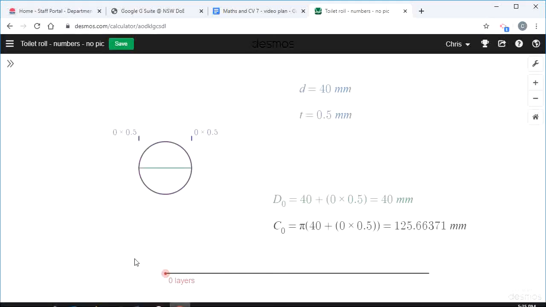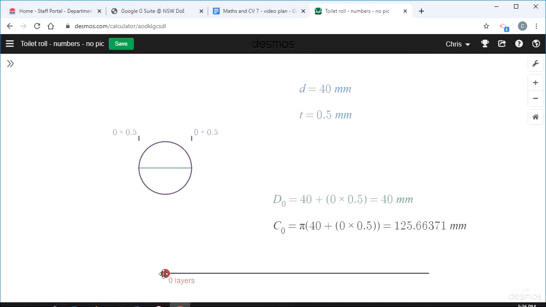There's an awfully large number of variables in all of that. So let's take a step back a bit and put some numbers in instead of the variables so we can get an idea of how this sequence works. For this demonstration, I've made the diameter of the cardboard roll 40 millimetres and the thickness of a sheet of toilet paper 0.5 millimetre. Now, they may not be super accurate numbers, but they'll do for the purposes of our demonstration. Always remember, of course, to keep your units of measure consistent, everything in millimetres in this case.